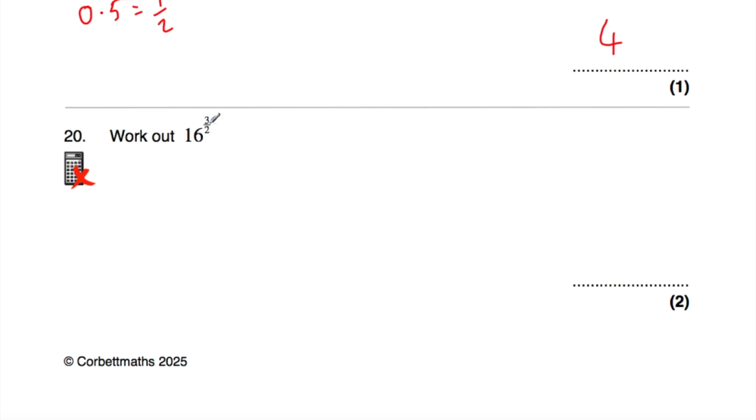So 16 to the power of 3/2, let's square root to begin with. The square root of 16 is equal to 4 because 4 times 4 is 16. And then we're going to do to the power of 3, so 4 to the power of 3, or 4 cubed. And 4 cubed would be 4 times 4 times 4. And 4 times 4 is 16, times 4 is 64.